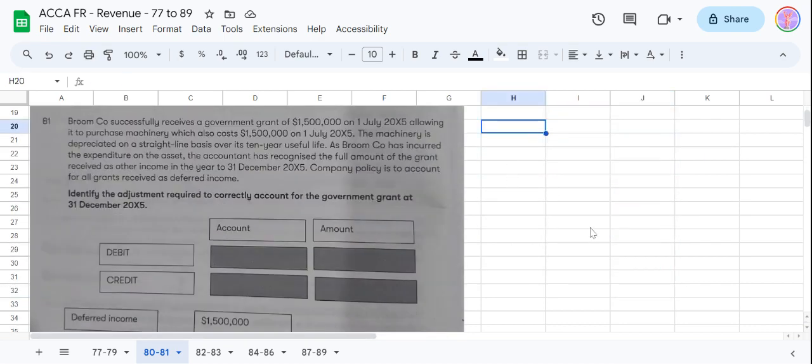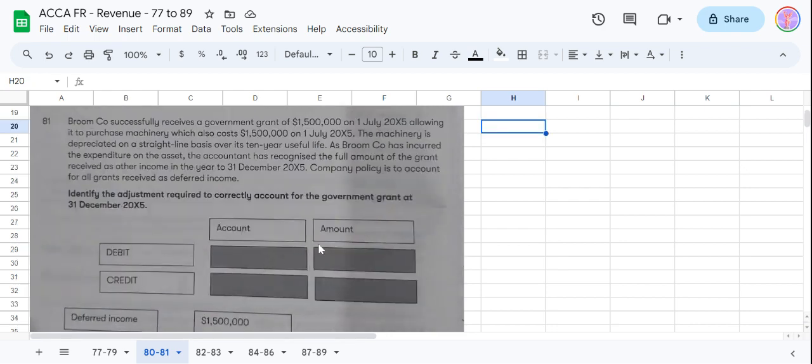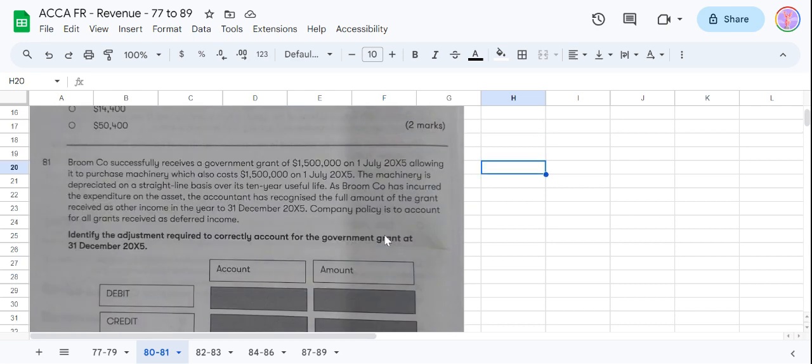Question number 81. It is asking to identify the adjustments required to correctly account for the government grant. When you receive a grant, what will you debit, what will you credit, and what will be the amount? The options are already given here. At 31st December 15, they are asking, so we need to read the facts. The ask is to tell what the journal entry will be at 31st December 2015.